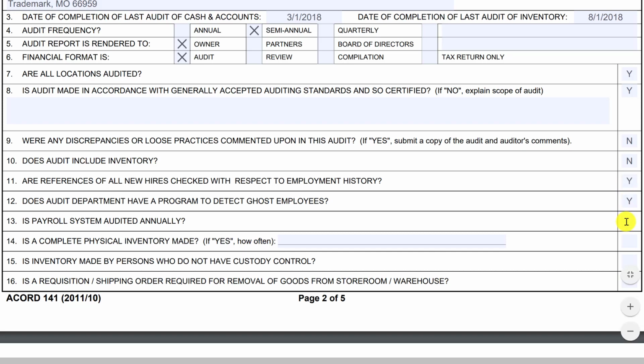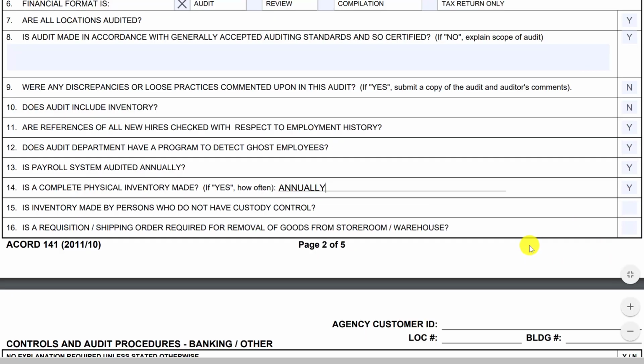Yes, we look for ghost employees, employees that still have logins and stuff like that but are no longer employed. Yes, we of course audit our payroll. Yes, we do a physical inventory, and we do that annually. All right. Ooh, I like this one. Yes, we make sure that we have people audit that don't have custody and control of stuff to steal things. It's a checks and balance thing. You don't want people that can write checks to be able to cash checks, for example. Okay.